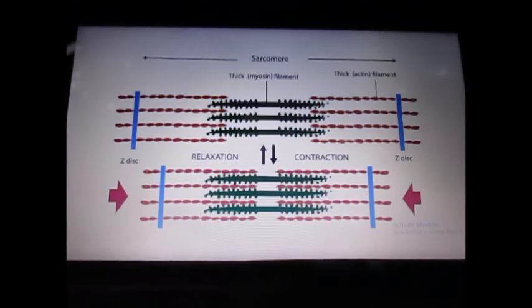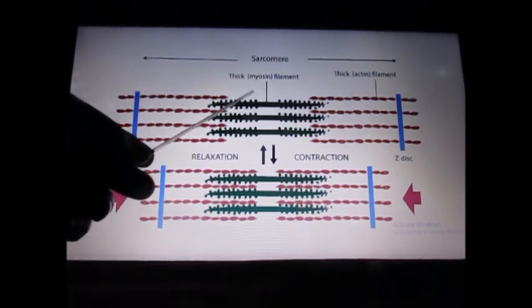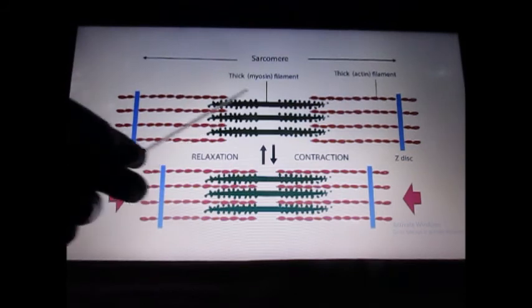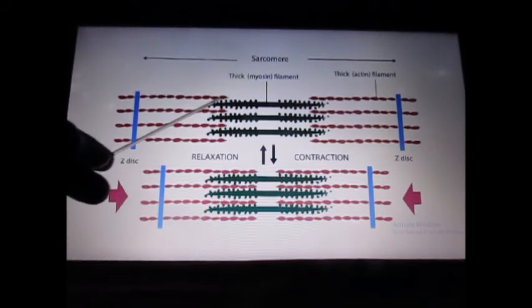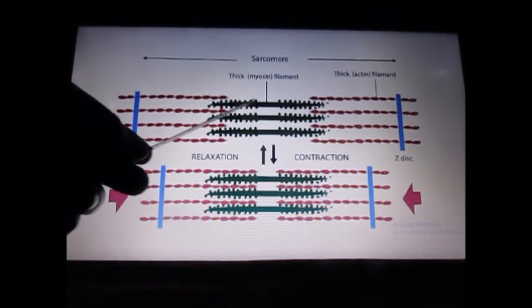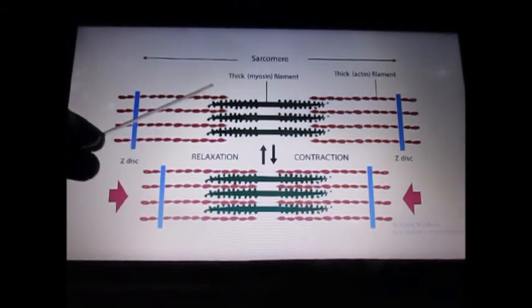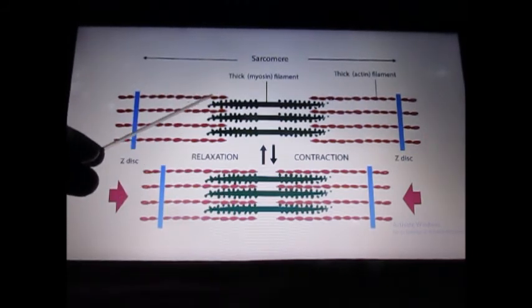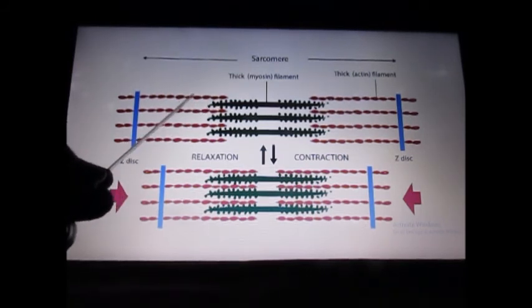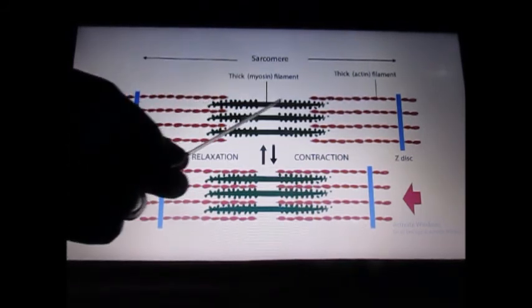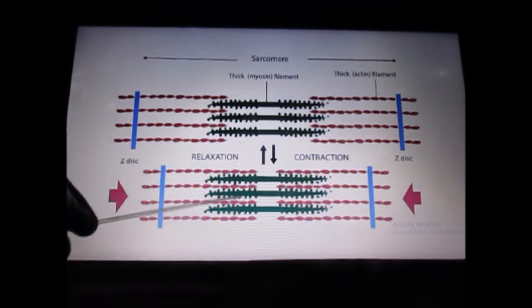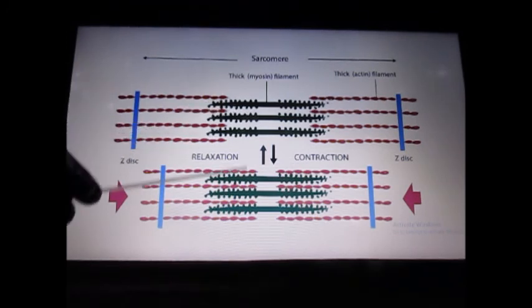Here, you can see myosin in the middle and the actin. So we have the heads around the myosin, which will attach to the actin, and then it will push it inward. By that time, the distance here will become short. We'll have this structure which is here. Now here it is relaxed. Here it has contracted because the sarcomere becomes very short.